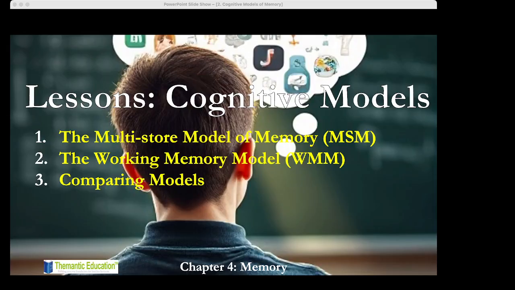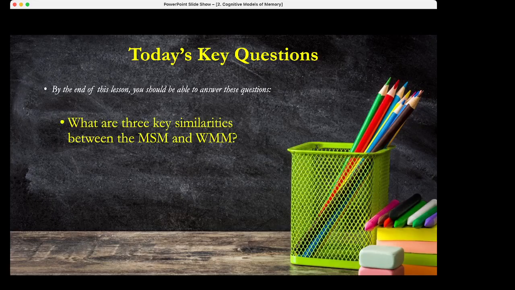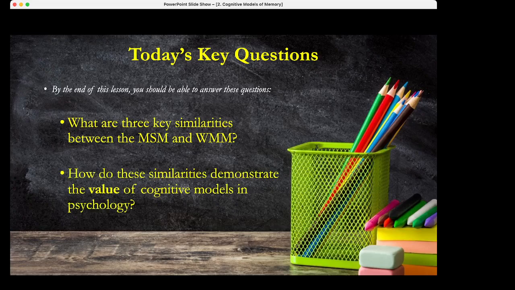But I don't think they're actually going to be asked to compare because, well, it's not a command, it's not an exam term. But we can use the comparison to try to evaluate the models. And like I said, it just gives us another lesson to try to consolidate what they've learned so far. All right, so can they figure out the similarities, and how do these similarities demonstrate the value of cognitive models?